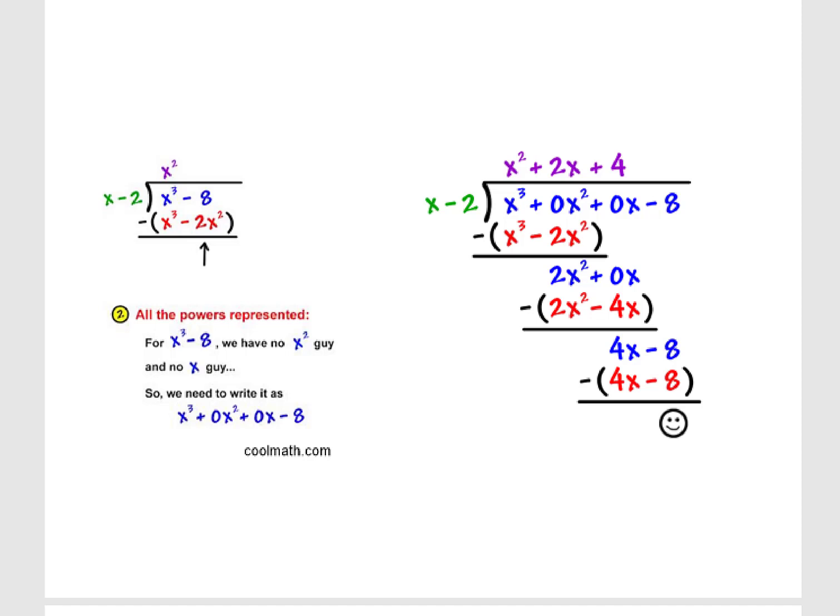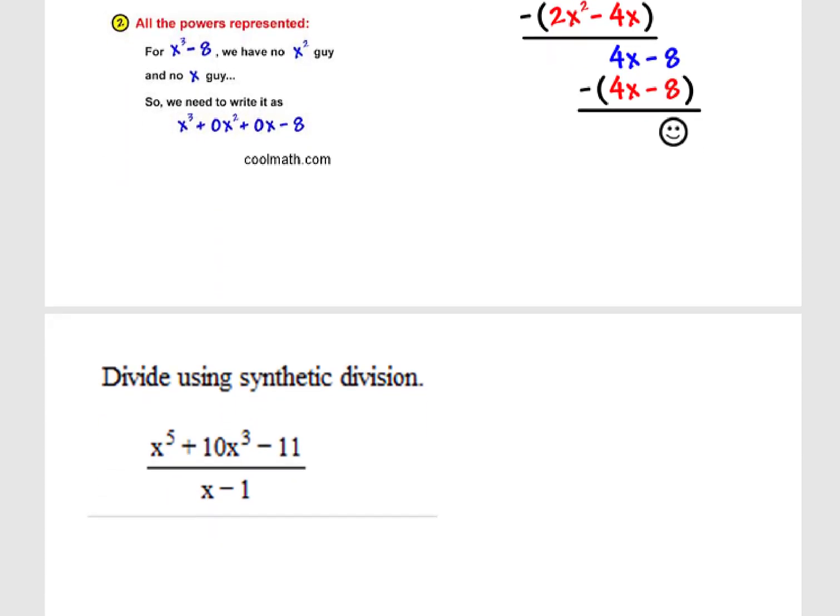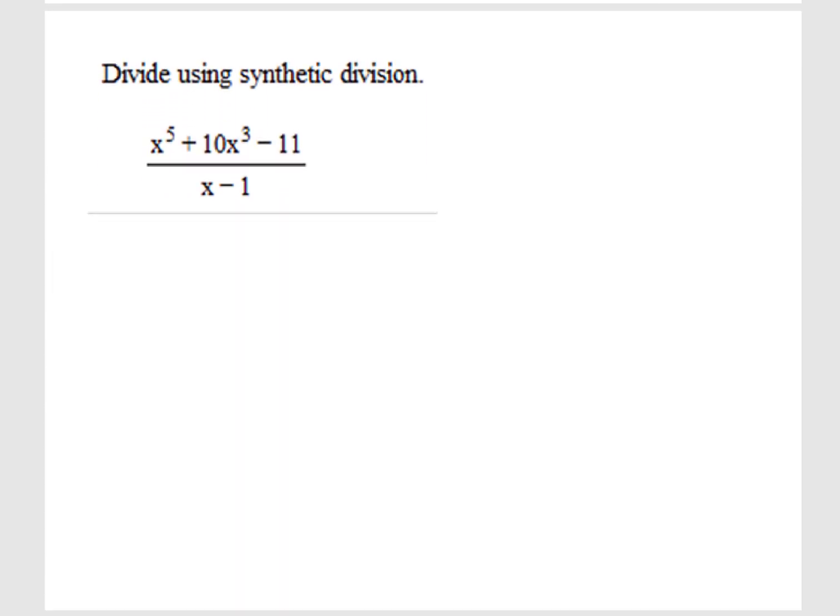So we had on the left side x cubed minus 8 divided by x minus 2. So look, they still account for those missing powers, the x squared and the x to the first. And then it just gets super messy. So when you can use synthetic division, go for it.